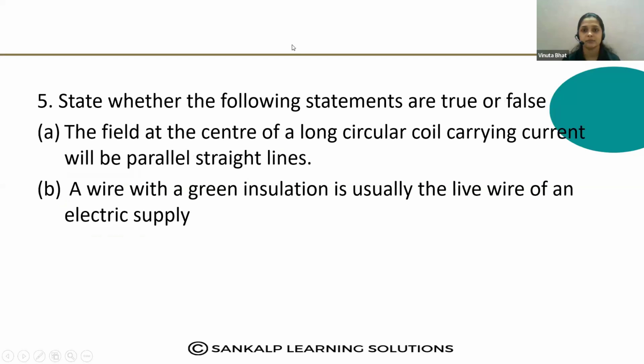Next question. State whether the following statements are true or false. Okay, you just have to write whether this sentence is true or false. The field at the center of the long circular coil carrying current will be parallel straight lines. So this is false, because the field at the center of the long circular coil carrying current will not be parallel straight lines.